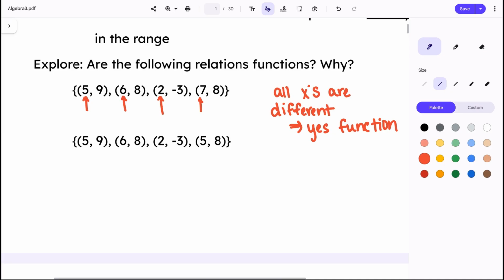Does that same thing happen on the second example? Is there an x value that gets repeated? Yeah. Which one? The 5 does. Okay, 5 is here and it's here. Because those are the same, this is not a function.